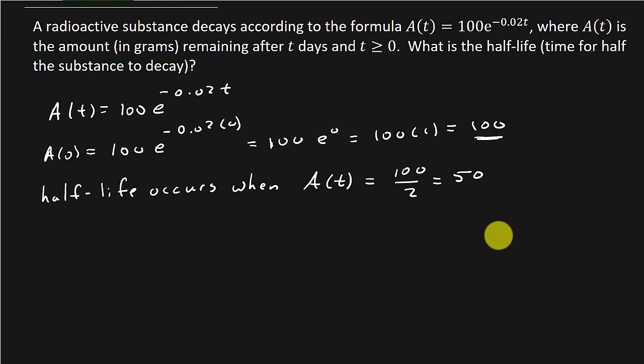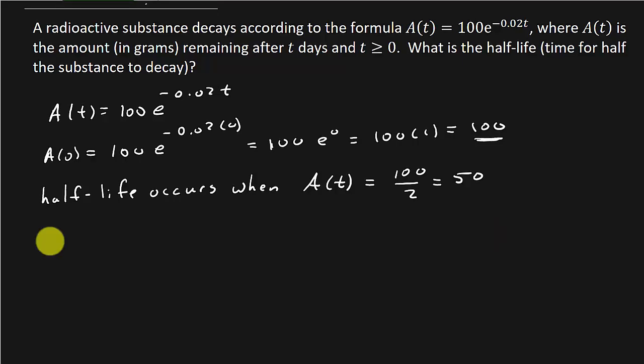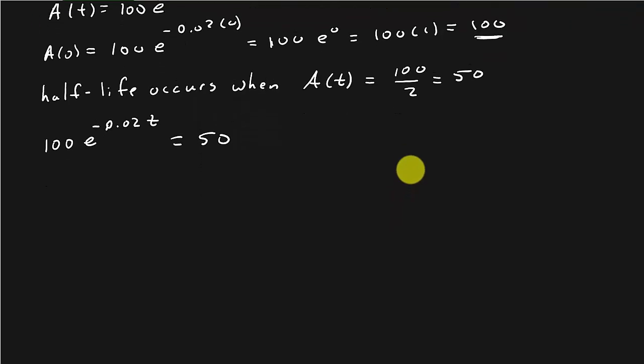So basically we want to know, when does 100 e to the negative 0.02 T, when does our function here equal half of the initial amount? And what's half of the initial amount? That's 50. We want to know, when does that equal 50? So we've got to solve this for T.